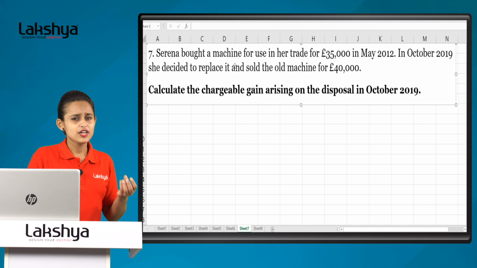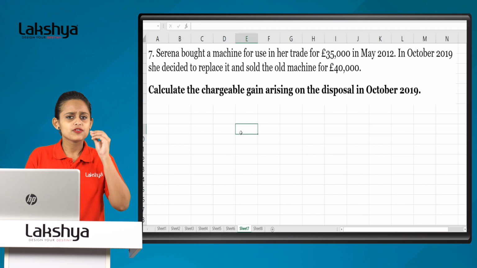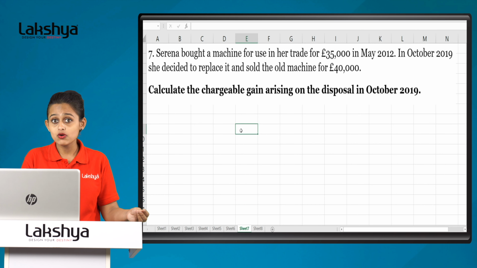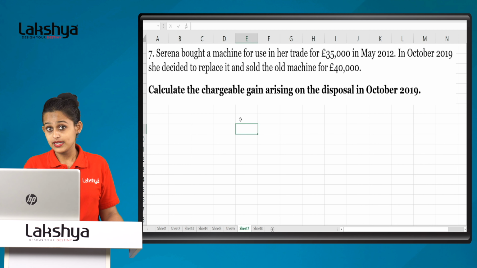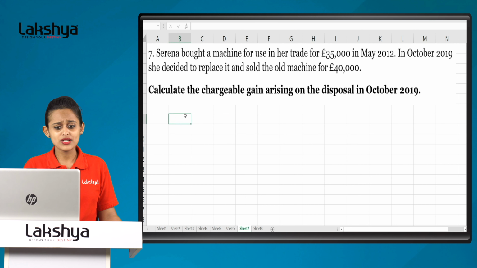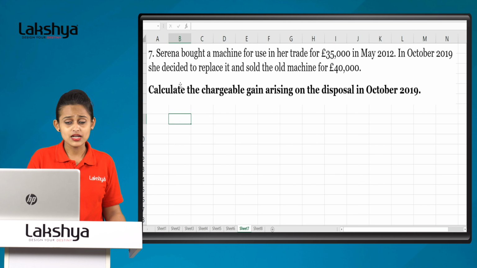It's a machine. If it's a machine, you know it is a wasting chattel which is eligible for capital allowance. Right? So if it is a wasting chattel eligible for capital allowance, is it sold at a gain or loss here? It is sold at a gain. So how do you calculate? If it is sold at a gain, we apply the normal 6,000 rule.